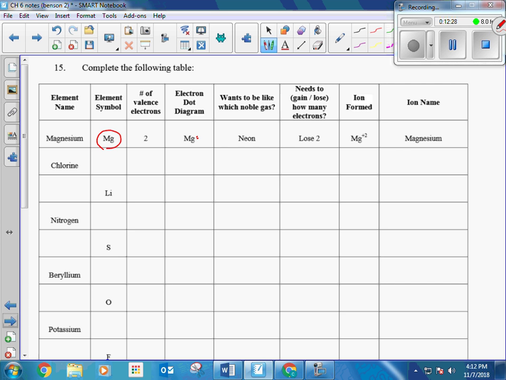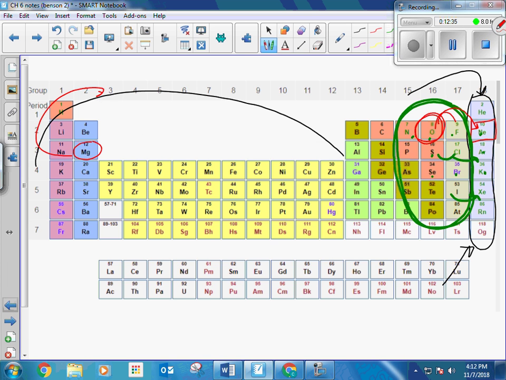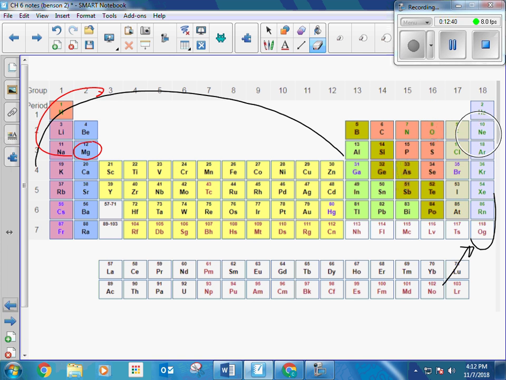Let's look at chlorine. All right, you should see that chlorine has a symbol of Cl. And let me get to my periodic chart here. If I look at chlorine, I think you can see that it is in family 7 right here. Remember, we take the 1 off of here, so it's family 7. So it has 7 valence electrons. It wants to look like argon because it can go from 17 to 18 pretty easily by gaining 1 electron.